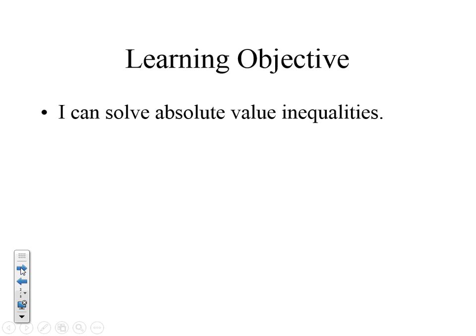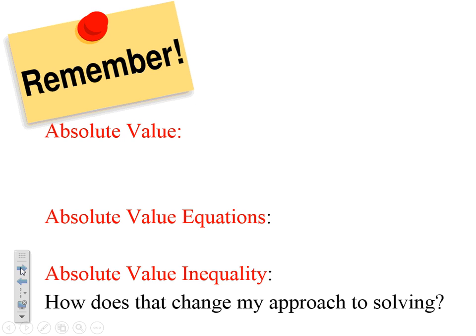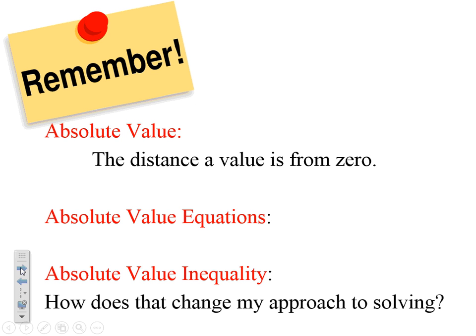All right, our learning objective today is that you will be able to solve absolute value inequalities. Now, just as a reminder, an absolute value is the distance of a value from zero. So it's always going to be positive because we're talking about distance. Absolute value equations have an equal sign, and what we're going to talk about today, absolute value inequalities, we're going to have an inequality sign. So this kind of changes our approach of how we're going to solve this today.